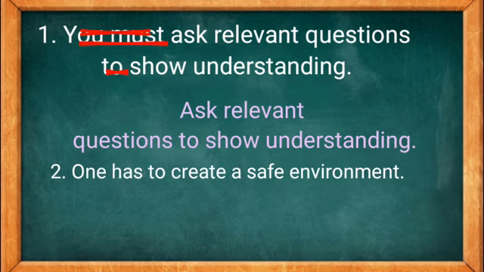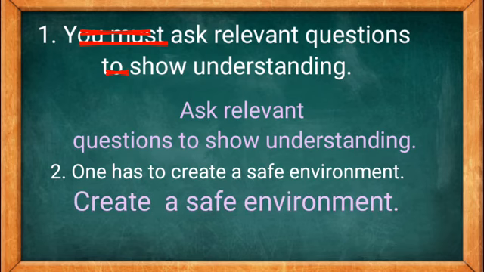Let's take a look at the second point. One has to create a safe environment. We can still shorten this point in this way: create a safe environment. Now it is an imperative, an instruction, an order. It begins with create. That's an instruction, that's an imperative. I have already left out 3 words. One has, 2. So you see, I have shortened my summary by taking out 5 words: you must from the first one, and one has to on the second one.